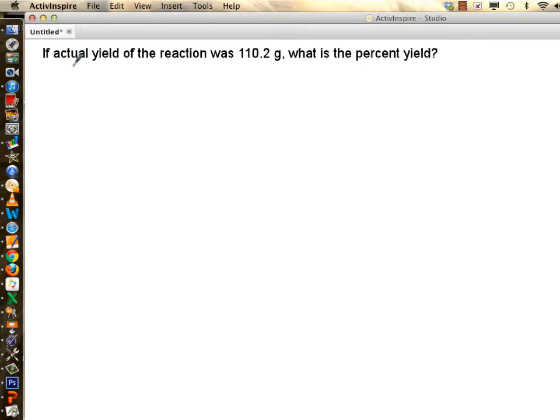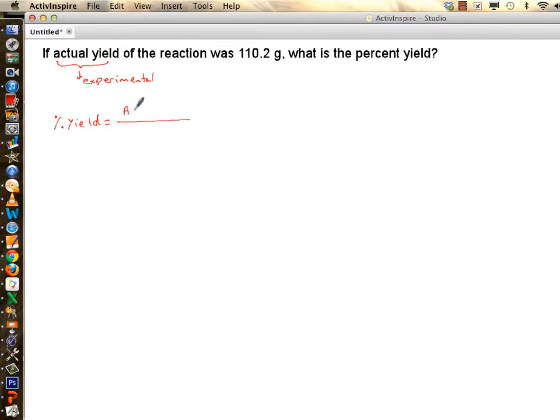If the actual yield of the reaction is 110.2, what is the percent yield? Now, actual yield is what happens in the laboratory. It's experimental. On a rare occasion and a rare reaction, you might get 100% yield. Usually you have some waste or some reactant that do not react. Percent yield, by definition, is a ratio.